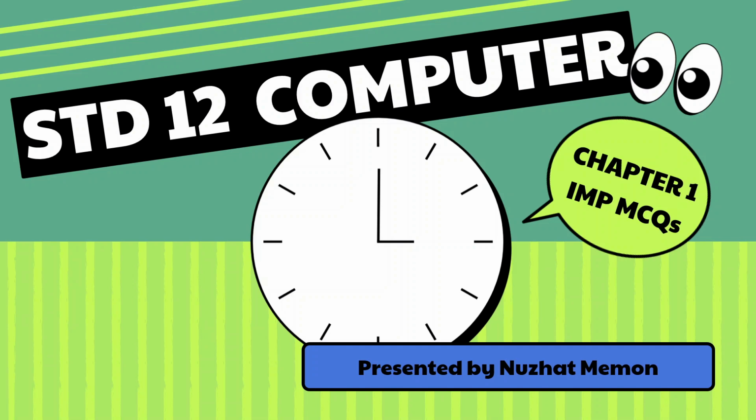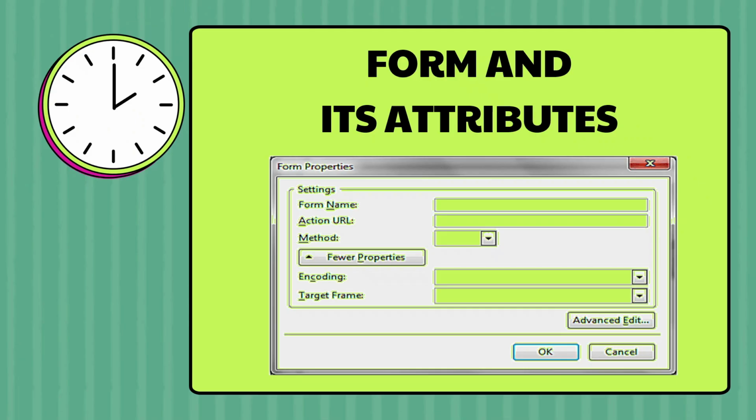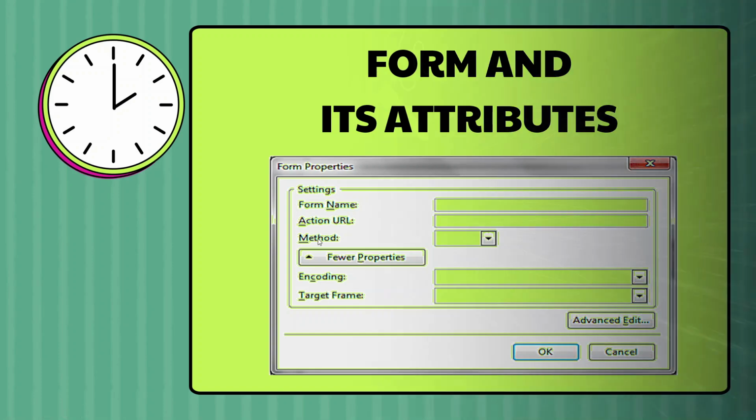Here, I will not read out the entire question to save your time, but I will provide a summary explanation on that particular topic, so that you can recall it well during the exam. Let's begin without any delay. So here first we will see form and its attribute. Here you can see the form property dialog box with form name and two more attributes, action and method.